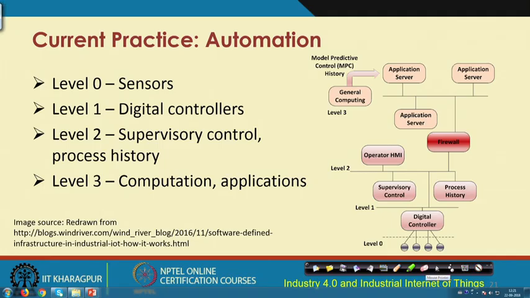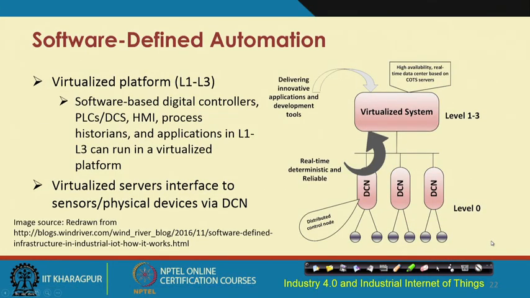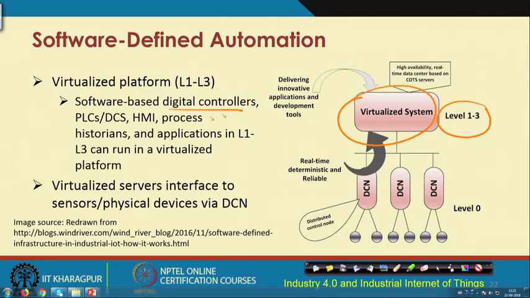Now, if you want to implement SDIIoT on these kind of settings, you are going to have something like that. This is the holistic pictorial view of software defined IIoT or software defined automation. So, unlike in the previous scenario, you are going to have levels 1 to 3 from before in this virtualized system. These levels 1 to 3 will deal with software defined digital controllers, software defined PLCs, software defined data acquisition systems, software defined HMI, process control and so on. These are going to be software defined virtualized systems, virtualized instances and so on. And in level 0, you are going to have these virtualized servers that will interface with the sensors and the physical devices via the data center networks.